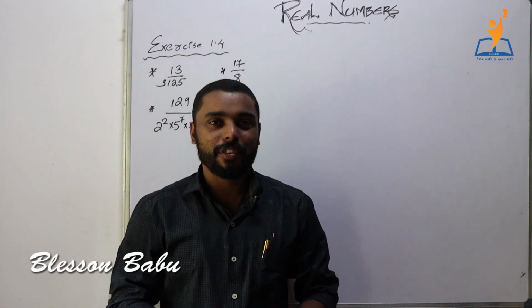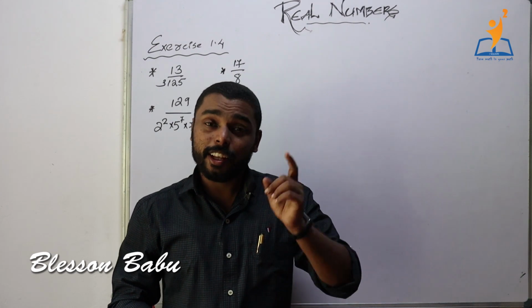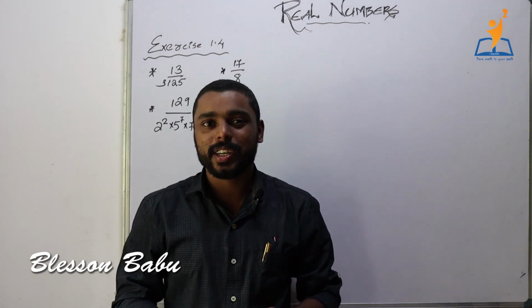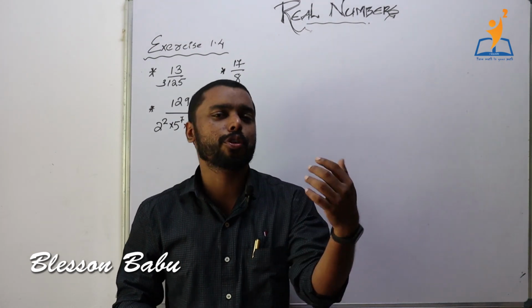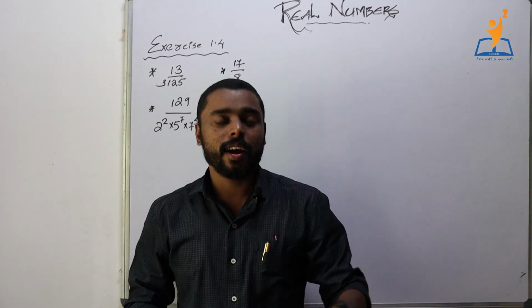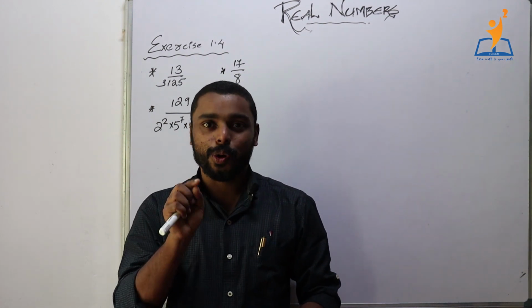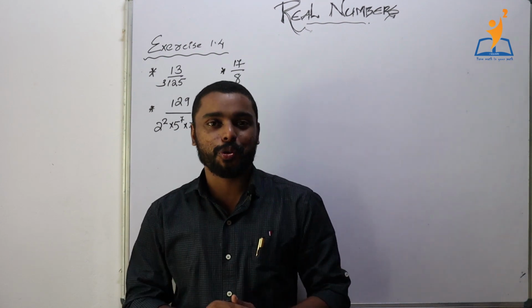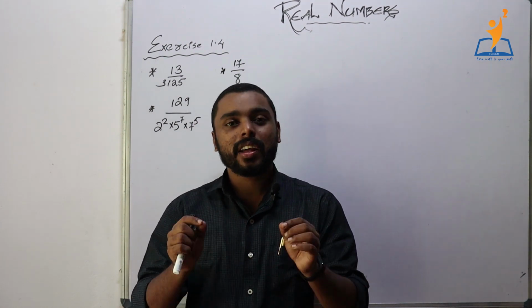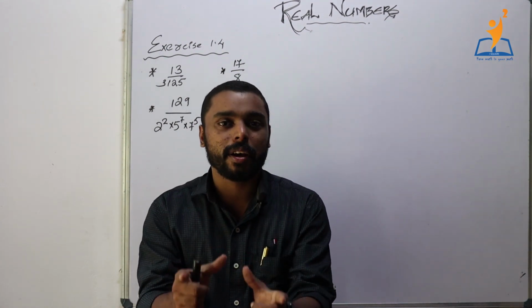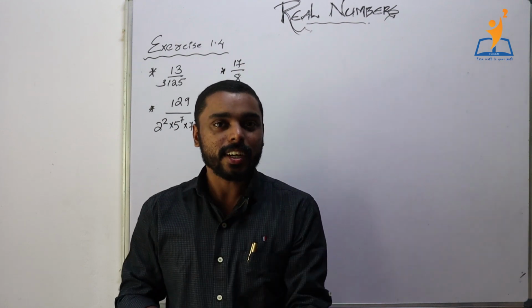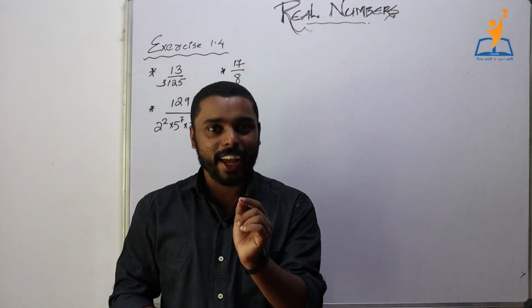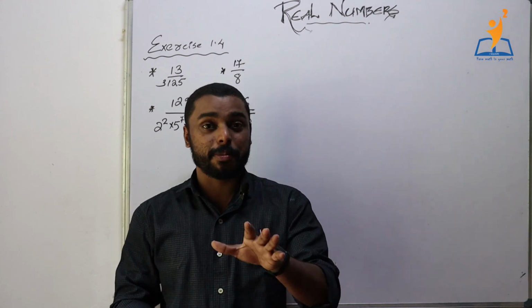So far we have learned about real numbers. In the very first class we learned about Euclid's division lemma, Euclid's division algorithm, how to find HCF and LCM, etc. And in the second class we learned about irrational numbers, how we can prove a number is irrational and how we can identify whether a number is irrational or not. And in the last class we learned about decimal numbers or decimal expansion.